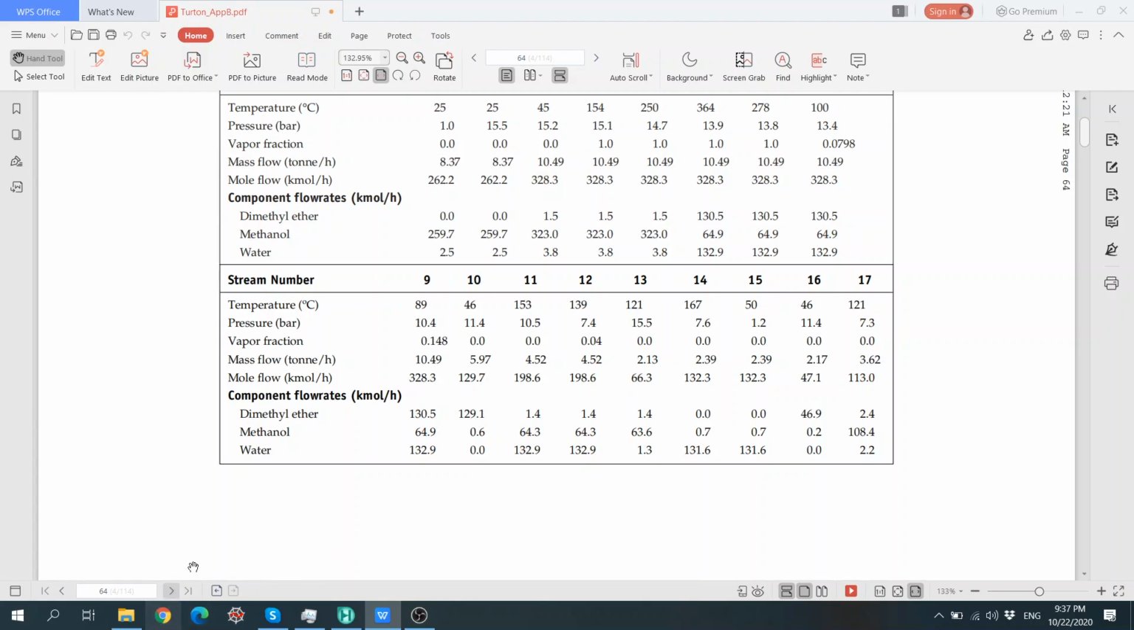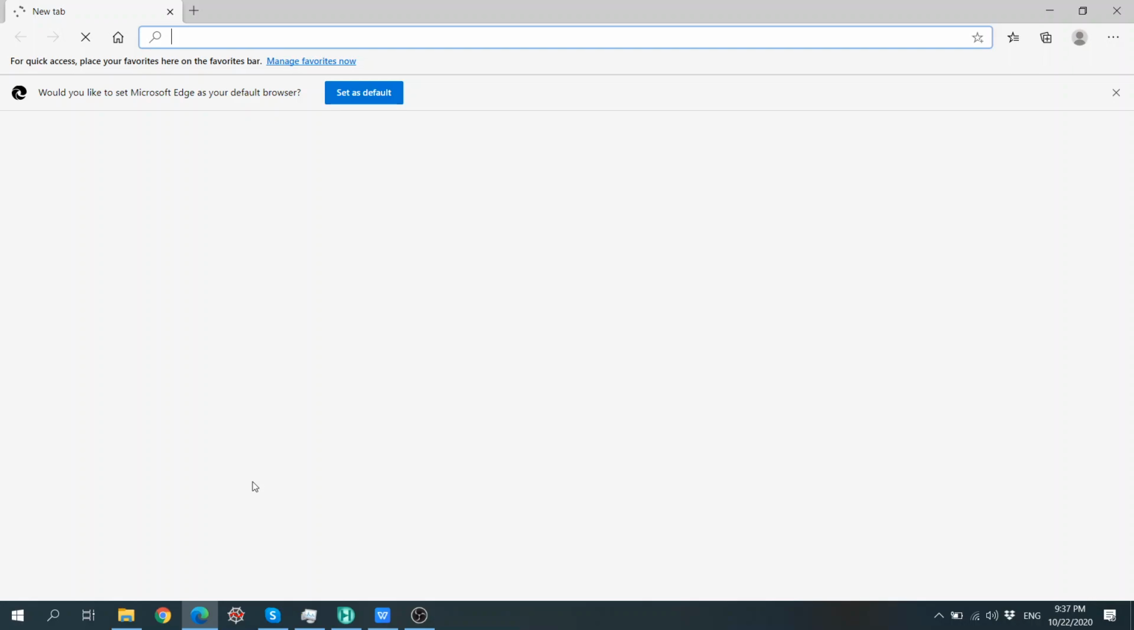If we are dealing with different chemicals and we don't know the values, we can Google dimethyl ether, methanol, and water. We can either Google it and find it on Wikipedia as generic information, or we can also find it in NIST. I don't know if any of you have heard of NIST. A minute, I will show you.